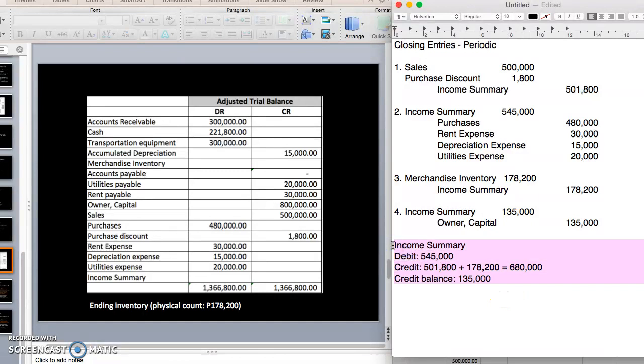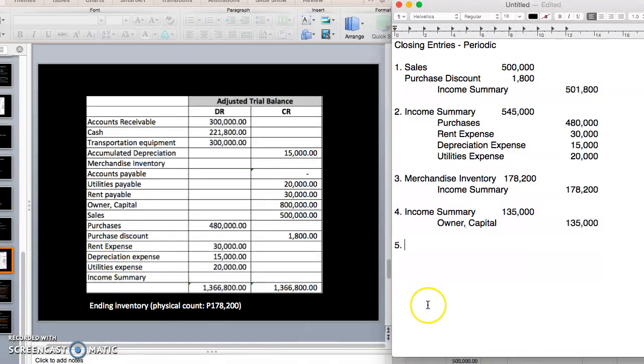And also, just for the purpose of discussion, we don't have withdrawals here in our example, but if you do have withdrawals, it would look like this. We decrease owner capital by debiting it, and we will credit owner drawings X. That's how it will look like, but for this example, we'll just take this out. And this is your entire closing entries.